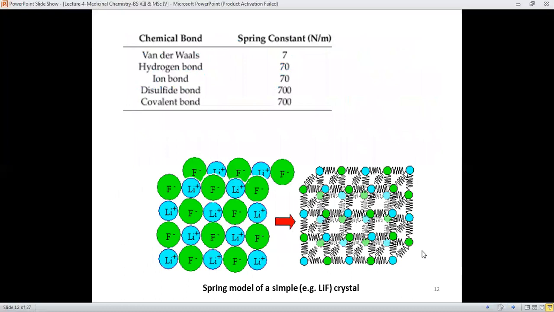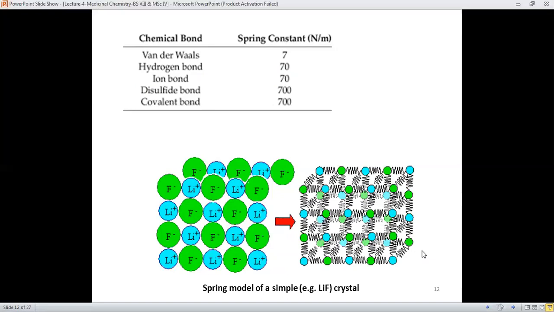Here is shown the tabulation for the chemical bonds and their spring constants. In the case of van der Waals forces, the spring constant is a smaller one, like 7 Newton per meter, and it's higher in the case of the covalent bond, at 700. While for the hydrogen bond and the disulfide bond, the spring constant is also higher, at 700 Newton per meter.